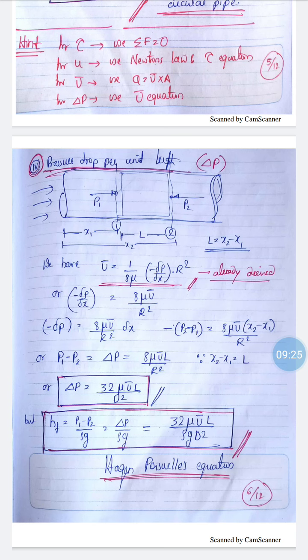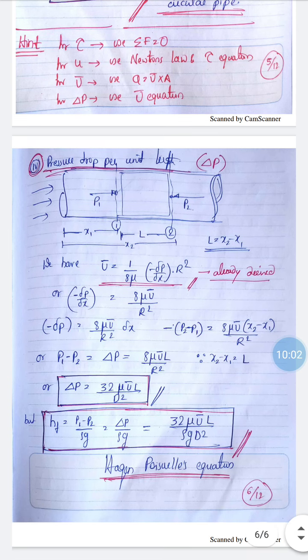Now the main parameter to be derived is delta p by delta x. When I separate the terms, I will get minus delta p by delta x is equal to 8 mu u bar by R square, or delta p is 8 mu u bar by R square into delta x. If I separate it and integrate between the limits 1 and 2, I get minus into bracket p2 minus p1 into so and so. If I bring that minus term inside, it becomes p1 minus p2. But what is p1 minus p2? It is nothing but the pressure drop. So delta p is 8 mu u bar L by R square, or in terms of diameter it becomes 32 mu u bar L by D square. This is also known as the Hagen-Poiseuille equation.